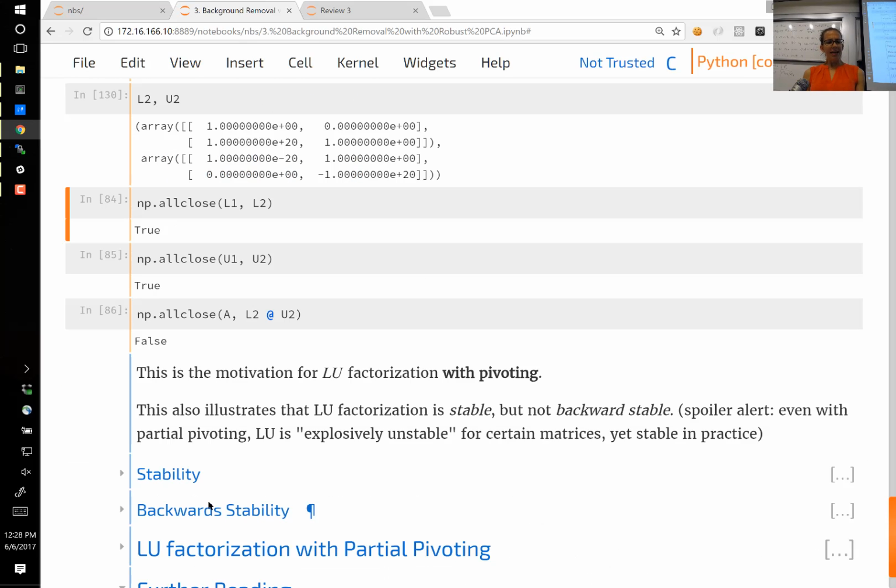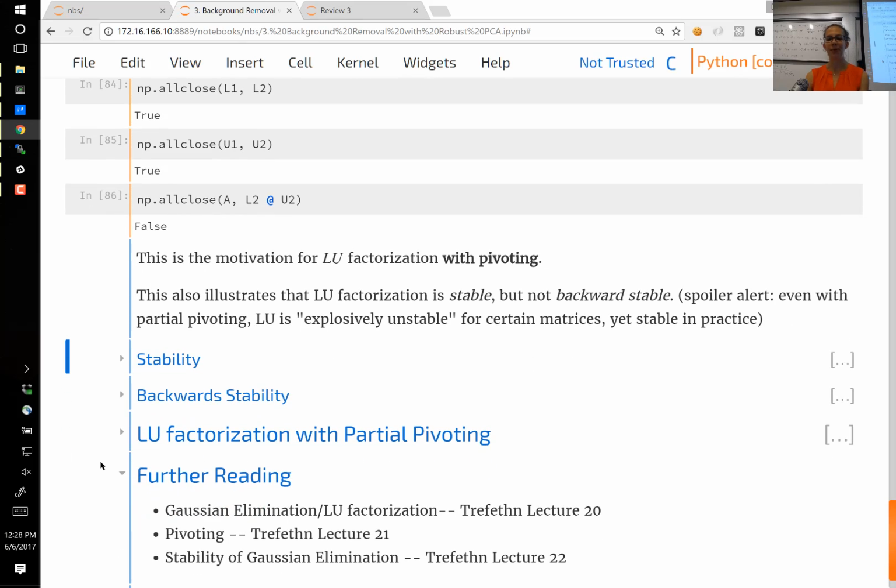And so this is an example where the LU factorization is stable, but it's not backwards stable. I'm going to define what those mean in a moment, but I think it's helpful to keep this picture in mind.